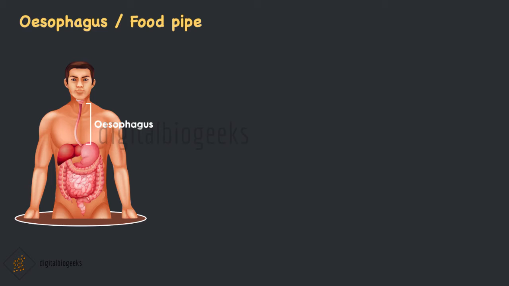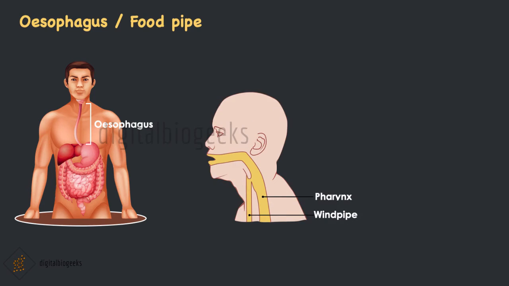At the top of the food pipe, there is an opening to the windpipe. Here you can see this is the windpipe and this is the food pipe. Windpipe is a passage for air from nostrils to the lungs. The air from nostrils and food from the mouth both share a common passage here.